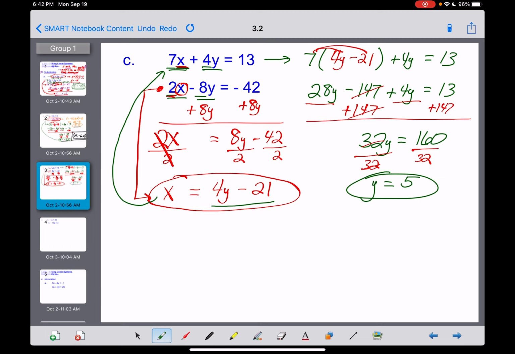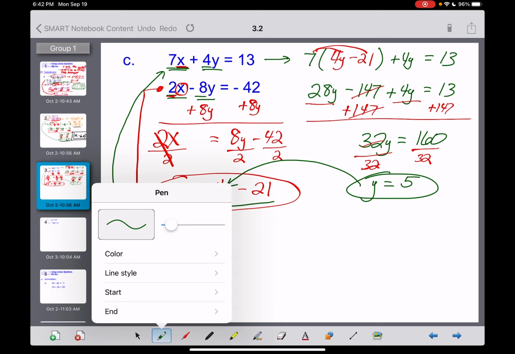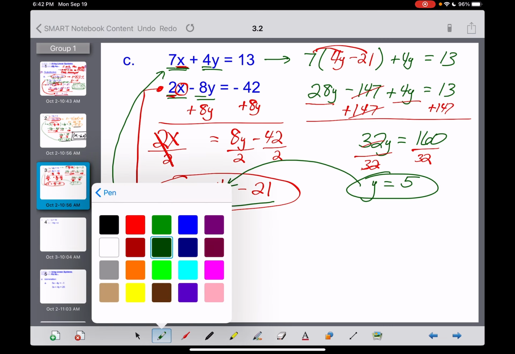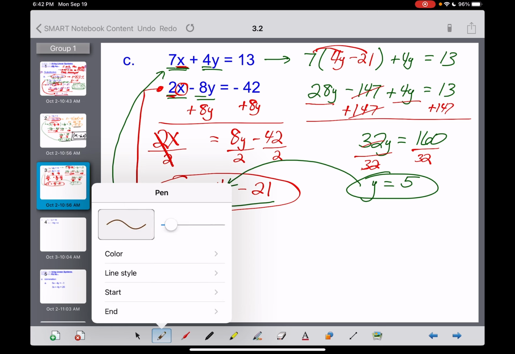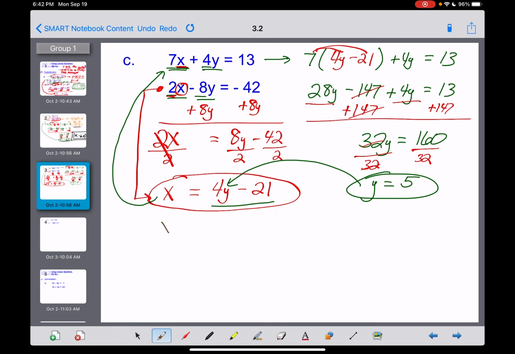We found the y coordinate, now we need the x coordinate, and the best place to take that is back to the circled equation. So let me go with this lovely shade of brown here. Let's go with that. And here we go. X is equal to, we've got 4 times a y value of 5 we just found, minus 21. So x is equal to 4 times 5 is 20. 20 minus 21 is negative 1. There's the second part of your solution.